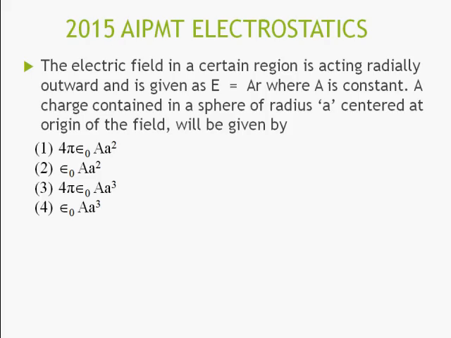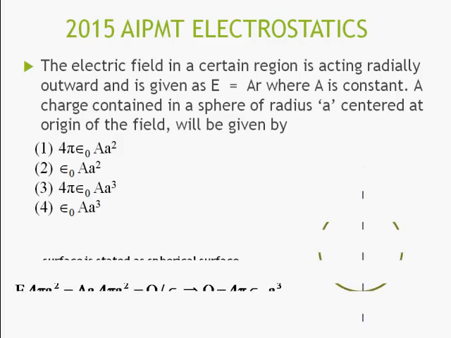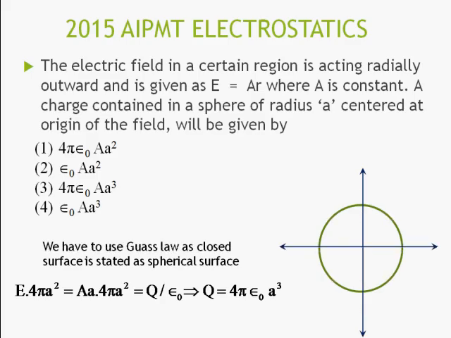Now you see here the electric field is radially outward. That means the first thing is clear: the charge has to be positive within the surface. In such questions, the electric field is given and we require the charge. We very well know Gauss law will be a suitable thing to use. So we use Gauss law. I have made a Gaussian surface, which is shown here.